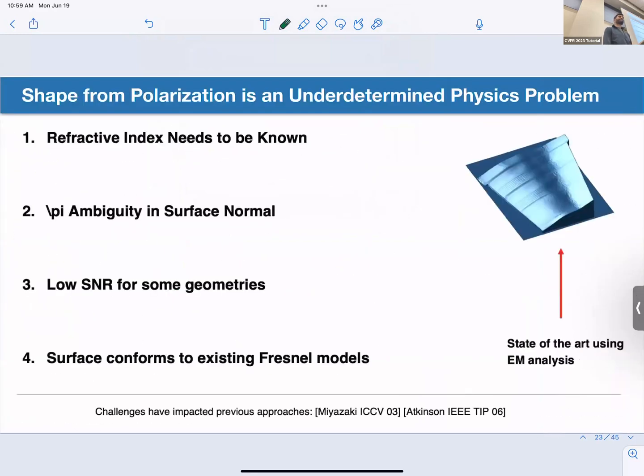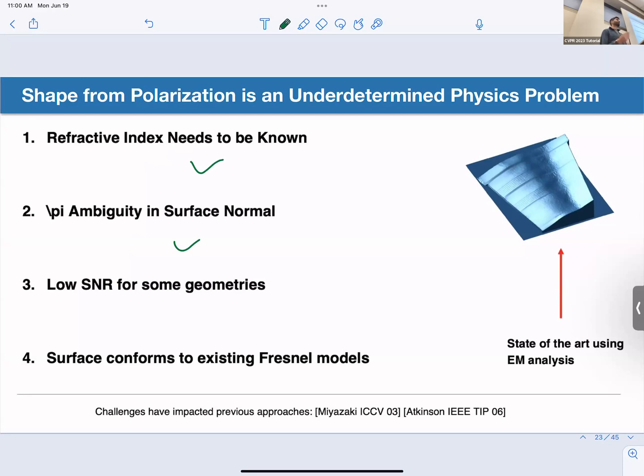So bottom line, the take-home message here is that shape from polarization is an underdetermined physics problem. You need to know the refractive index, which we just talked about. You have this pi ambiguity in the surface normal, which we just talked about. And then you also have low SNR. And then, similar to the question that was asked earlier, the surface needs to conform to a nice reflection model. All these factors taken into account, this becomes a pretty difficult problem to solve.